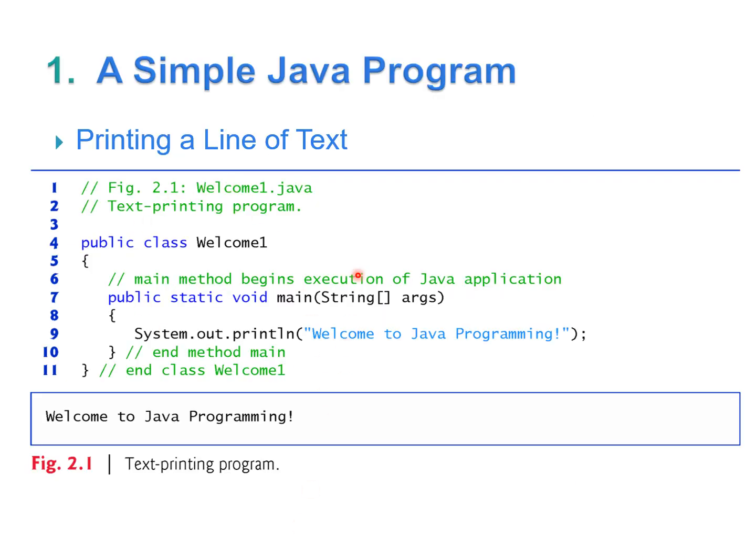This is the first Java program that you have run. It's a very simple program, only printing out a line of text that reads "Welcome to Java Programming." Now I'm going to explain every line of code in this program.